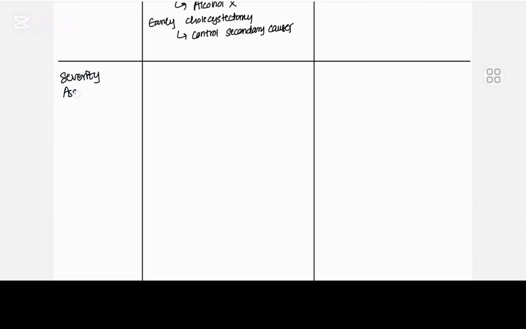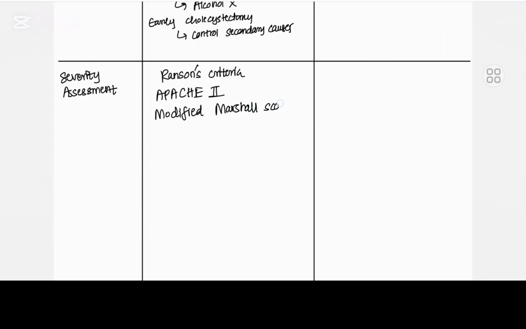And finally, there's one important thing, the severity assessment. In acute pancreatitis, we have several scores: the Ranson's criteria, the APACHE II criteria, and the modified Marshall score, but not in chronic pancreatitis. So that's it.